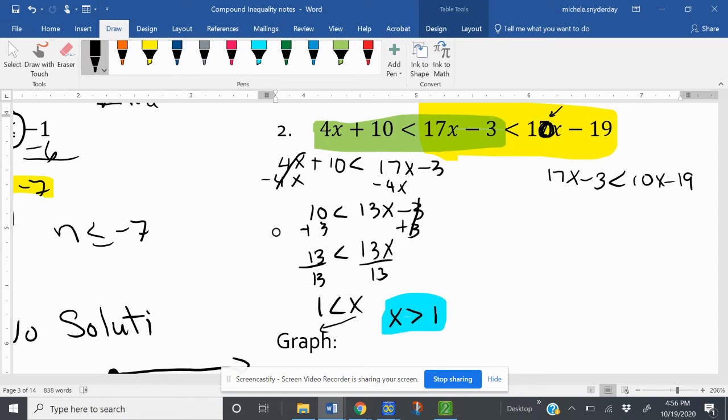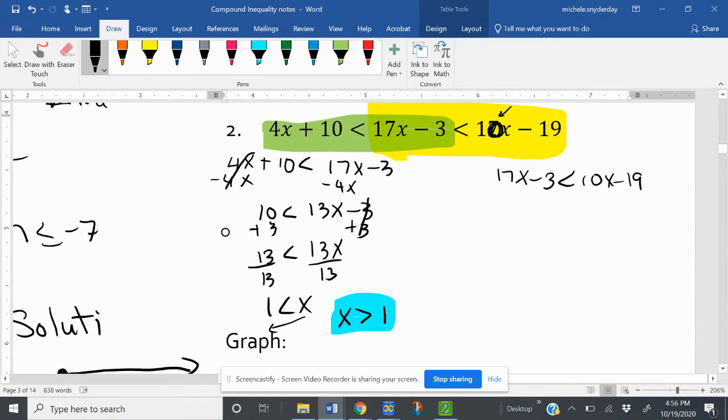All right, let's go work on the second part of this inequality. So let's see, I think we'll go ahead and subtract 10x. That'll give our x's on the right side. That goes away, and 17 minus 10x is 7x minus 3 is less than negative 19.